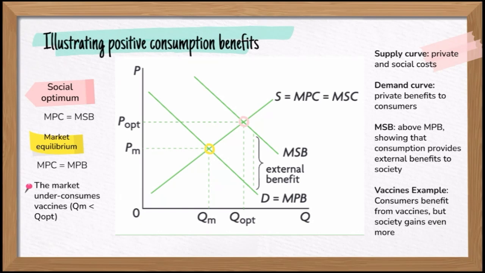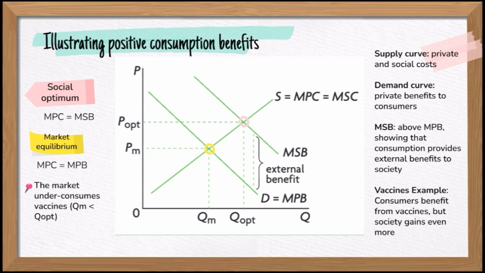As for positive consumption externalities, now our supply curve represents both MPC and MSC because now the external benefits are provided by the consumers. And the demand curve is the MPB. For example, for vaccines, the market equilibrium would be the quantity of vaccines that are being produced and consumed in the free market at QM and PM.